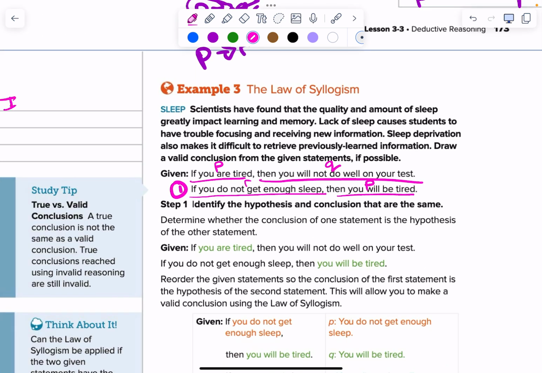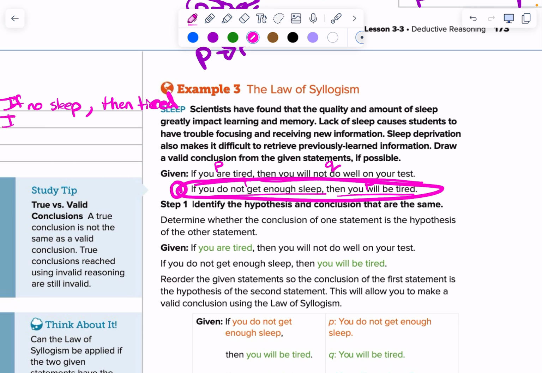If no sleep, then tired. Okay? If no sleep, then tired. That's the second statement. We're going to write it first. If tired, then bad test. So if we reorder that statement, then we are able to come up with a good conclusion.